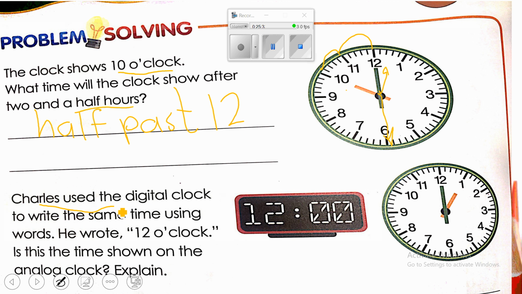Now, Charles used a digital clock to write the same time using words. He wrote 12 o'clock. This time shown on the analog clock, explain. Here is a 12, and he made it like this. This is 12 o'clock. Excellent, for sure not. He put the minute hand instead of the hour hand. Excellent. So is he correct? You say no.